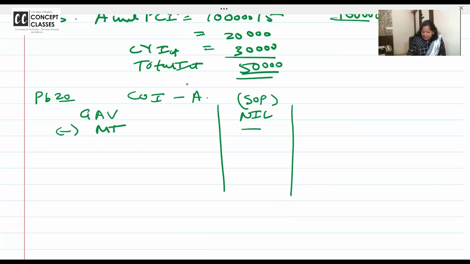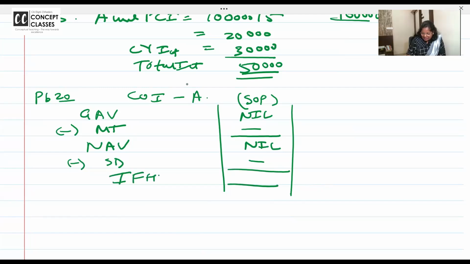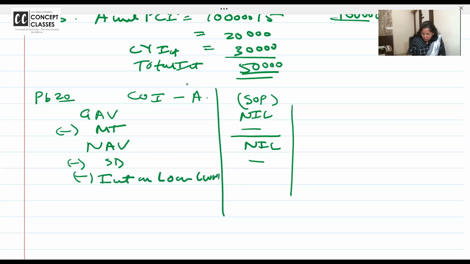Yes, but this you will have to write. Municipal tax nil, NAV nil. Ma'am, can we miss all this? No. This is the main format. Interest on loan, working note 1, and income from house property. On the right hand side I'm doing it; if you want you can do it down. Working note 1.